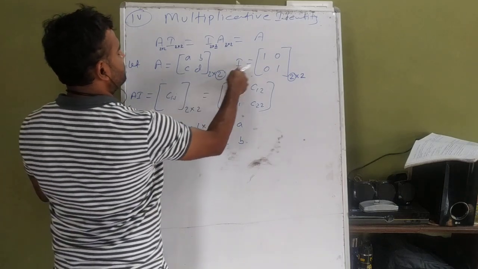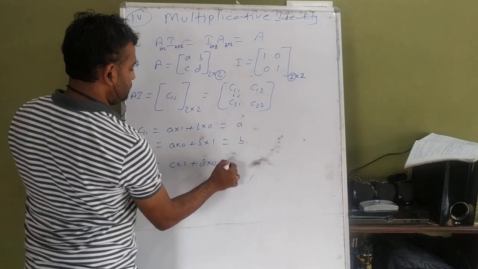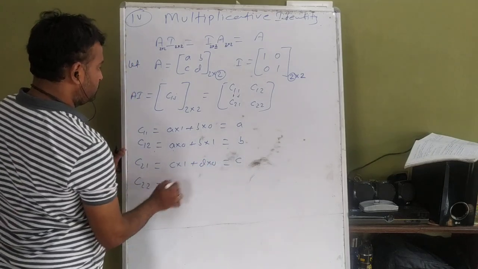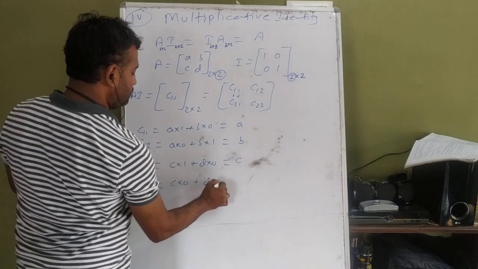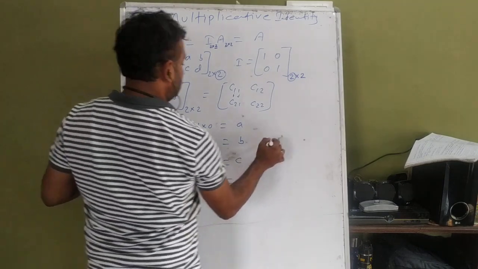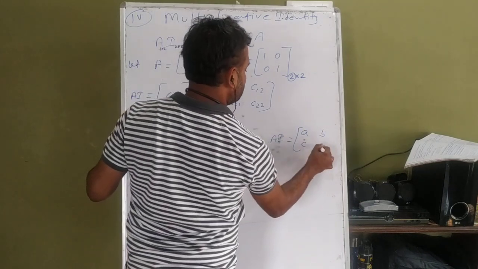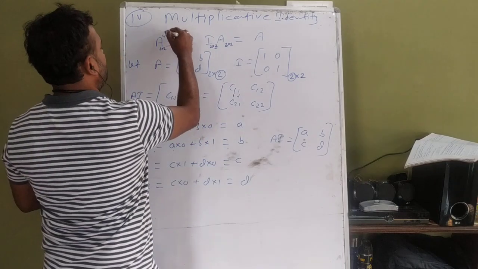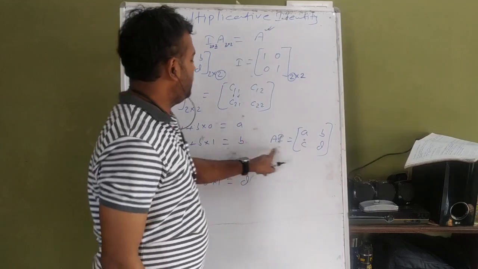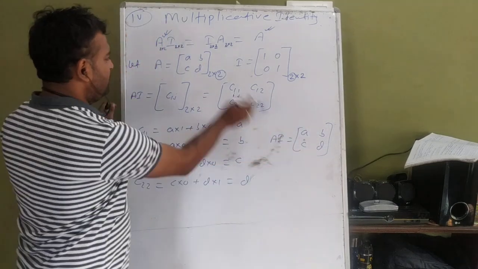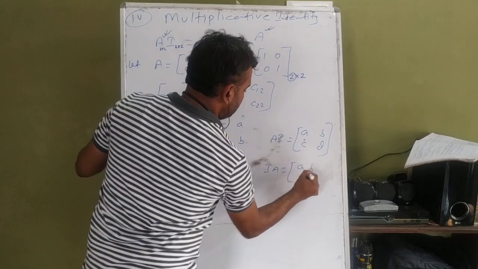C21: second row, first column: c into 1 plus d into 0, that is c. C22: second row, second column: c into 0 plus d into 1, that is d. Now if you find AI, we get [a, b; c, d]. You will see here AI is equal to A. A is your [a, b; c, d] and AI also equals [a, b; c, d]. Similarly, if you find I into A, you will also get [a, b; c, d].